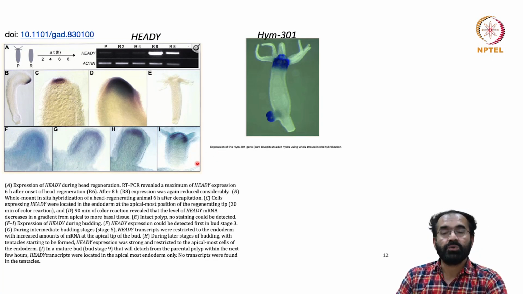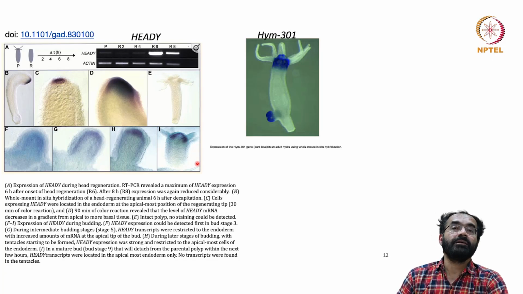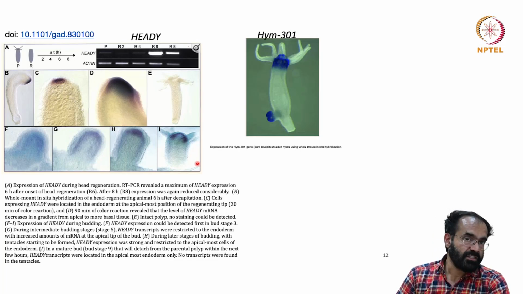So we will continue with some of the mechanisms in the next class also. And also we will study more about how Hydra is using this for morphallaxis and other asexual reproduction approaches.